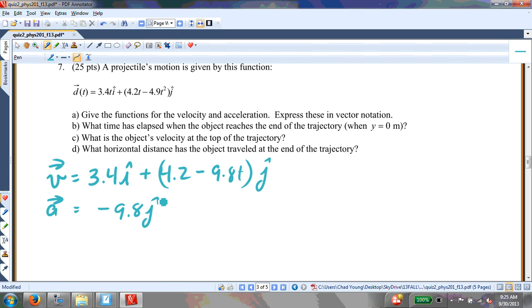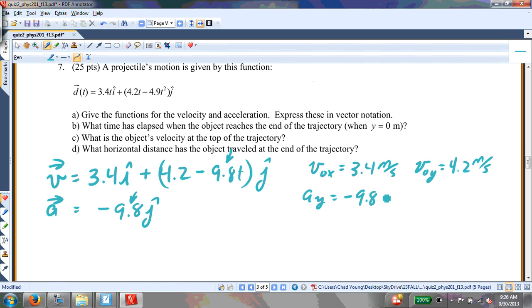If I pick off my variables here, I have v naught in the x direction equals 3.4 meters per second. V naught in the y direction equals 4.2 meters per second. I have the acceleration in the y direction, which I can either get from here or from here. It is negative 9.8 meters per second squared. All right, so that was the first part, part A.